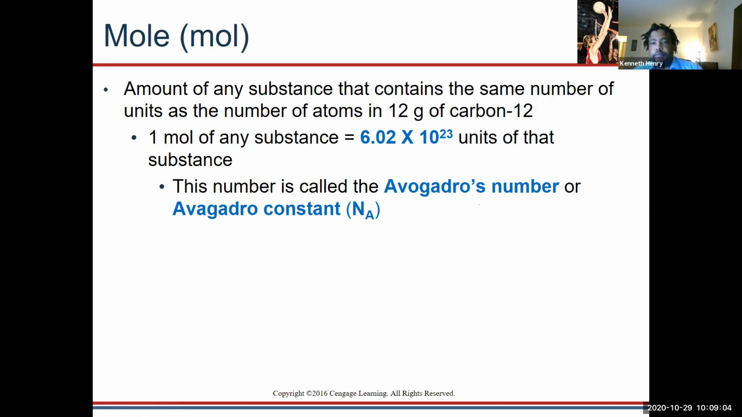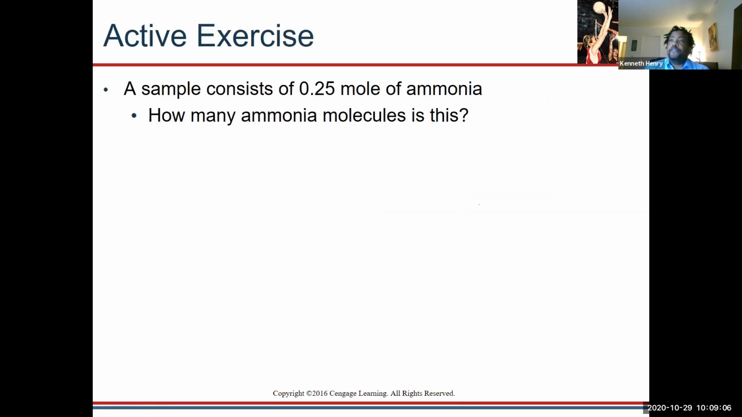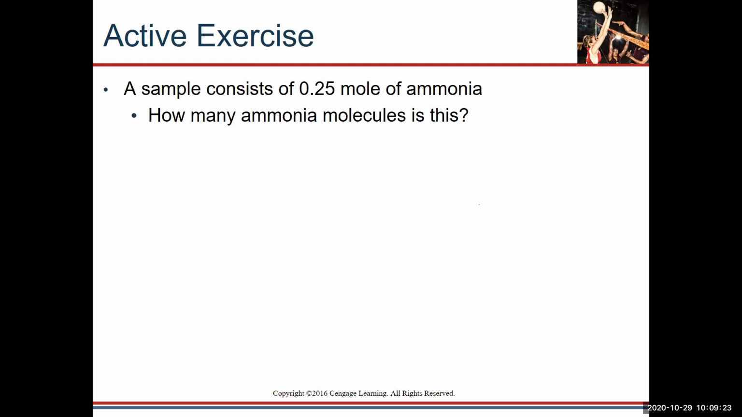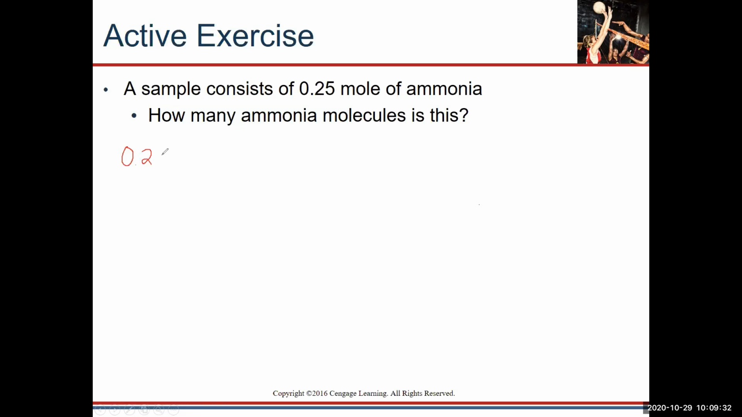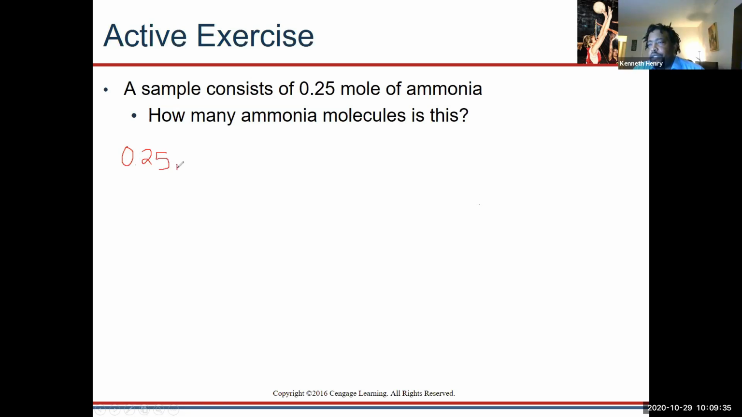So knowing everything you know now, here's my first question. A sample consisting of 0.25 moles of ammonia. How many ammonia molecules is this? How would I calculate this? Where would I start? With the given. And our given is? 0.25 moles of ammonia.